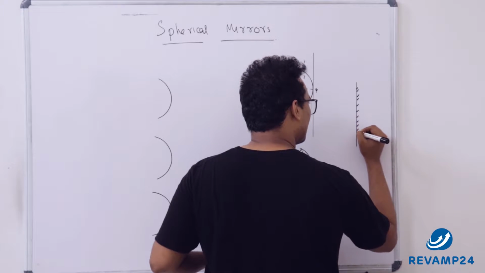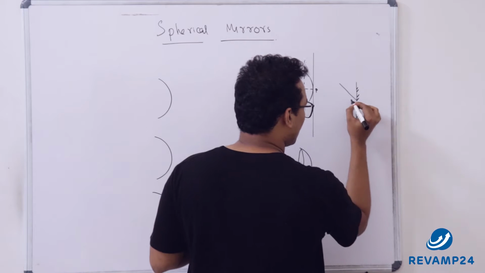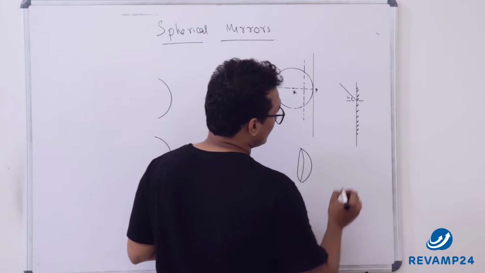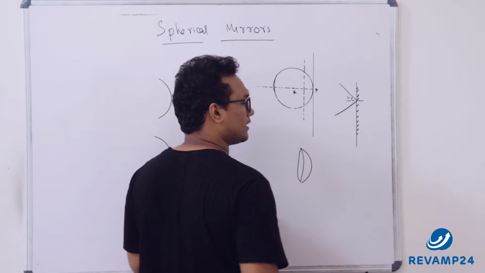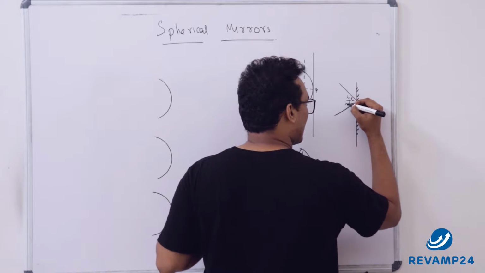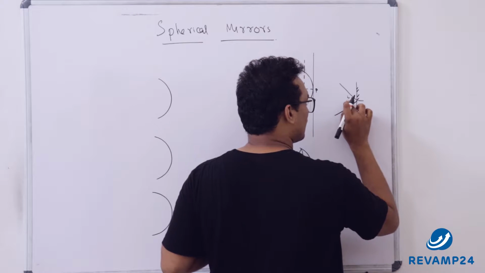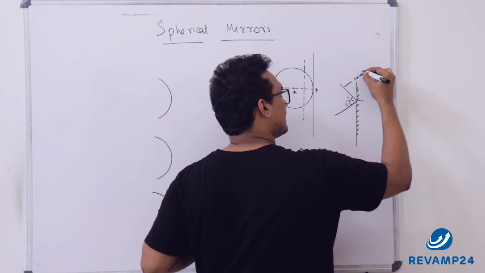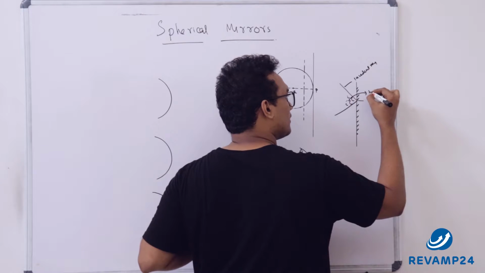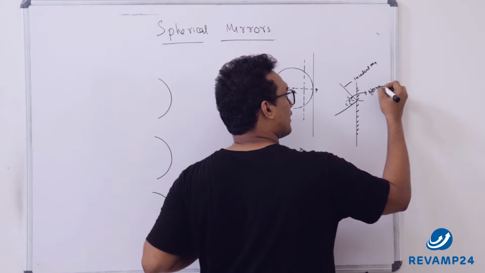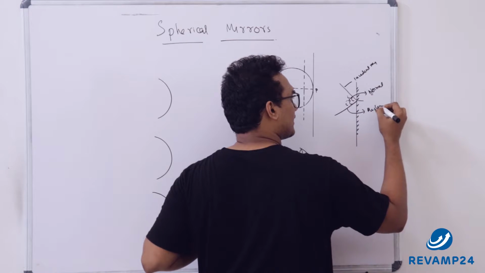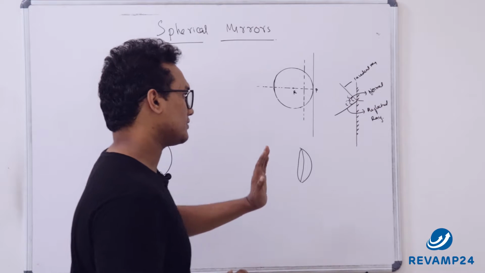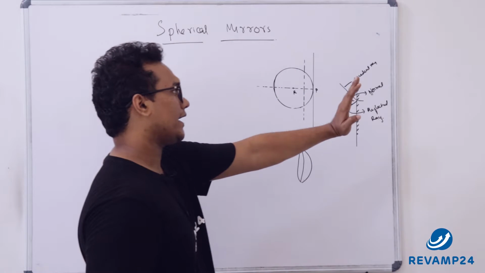So, what will happen? A light ray will come in one direction and make an angle with the normal, that is the angle of incidence, and after reflection the ray would go in this direction and make an angle of reflection. And we know in this case the angle of incidence would be equal to the angle of reflection, and the incident ray, the normal, and the reflected ray all lie in the same plane. So this is the law of reflection. So this was a plane mirror.